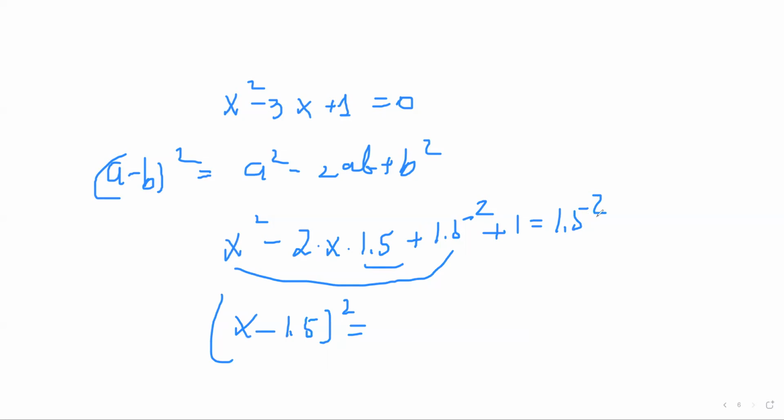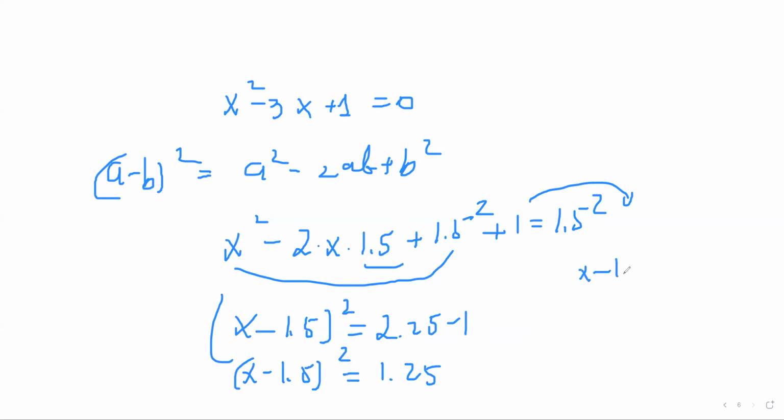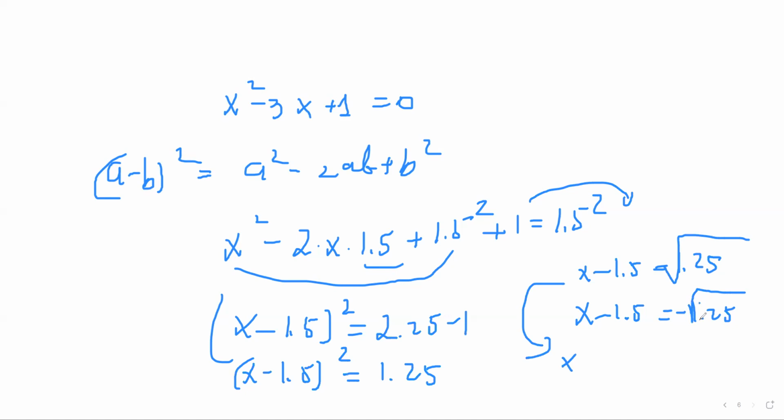It's (x − 1.5) squared equals 1.5 squared, which is 2.25, minus 1. This one we move to the next side. So again, (x − 1.5) squared equals 2.25 minus 1, which is 1.25. And here we get x − 1.5 equals the square root of 1.25, positive number, and x − 1.5 equals negative square root of 1.25. So obviously from here we get x equals under root, again, minus under root. So we shouldn't forget this.